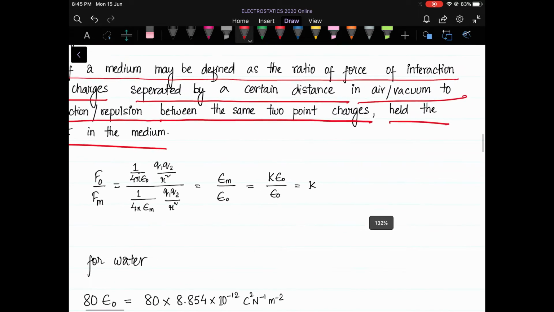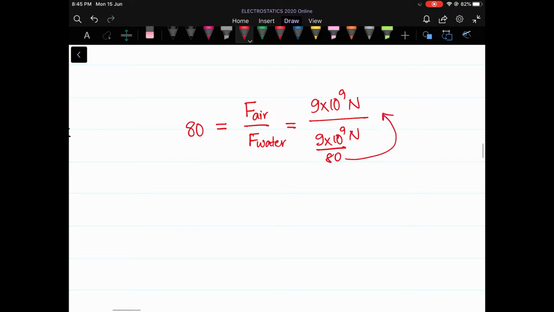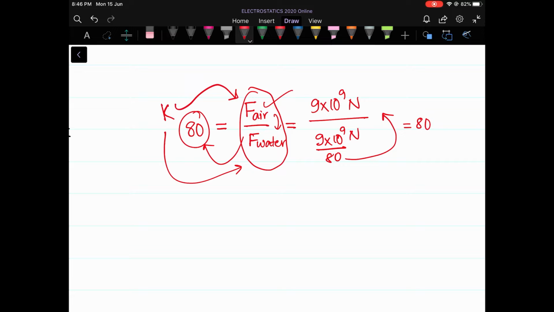Now this definition may not be clear to you, but let me show you again. If you remember, for water the dielectric constant was 80. I can say that the force in air divided by the force in water gives 80: if we get a force of 9 into 10 to the power 9 newtons in air, we will get a force of 9 into 10 to the power 9 newtons by 80 in water. So the ratio of the force between the charges in air to the force between the same two charges kept at the same distance apart in water gives us 80, and this is what we call the dielectric constant. So in the definition of dielectric constant, we must bring the ratio of these two forces, that is the force in air to the force in that medium for which we are talking about the dielectric constant.